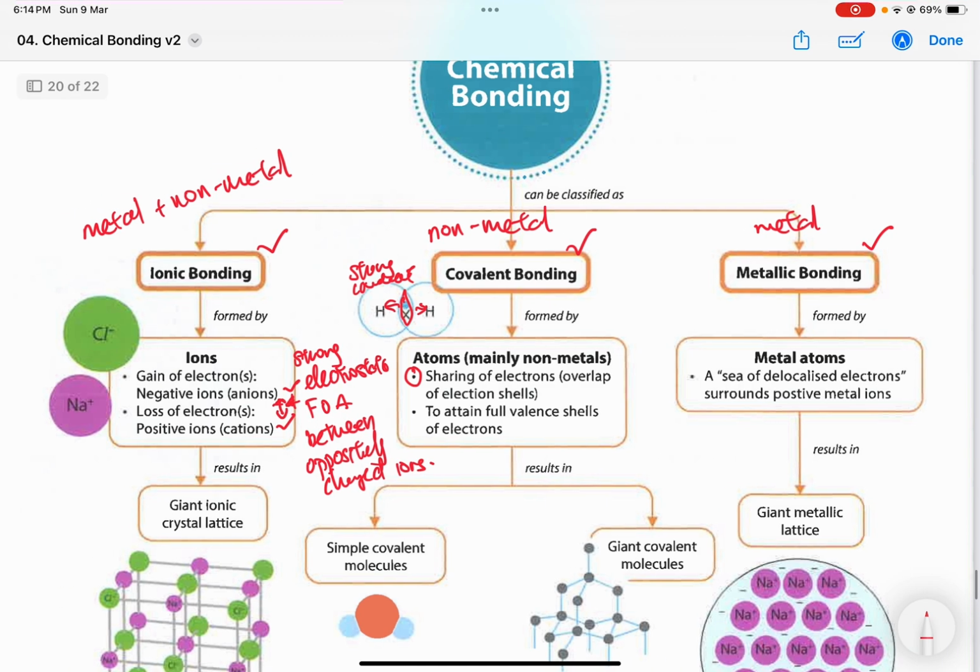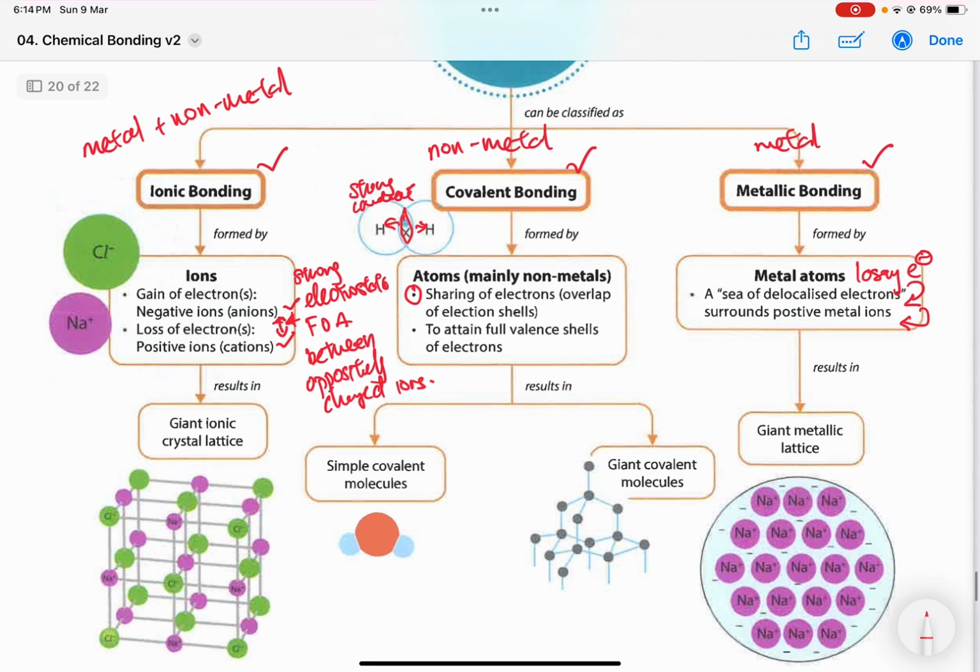Then we look at metallic bonding. It's formed by your metal atoms losing electrons to form this sea of delocalized electrons surrounded by positive metal ions. And what exactly is this attraction? It is the strong electrostatic force of attraction between the positive cations, and to be more precise, you can add in the word lattice. Force of attraction between the lattice of positive cations and the sea of delocalized electrons.